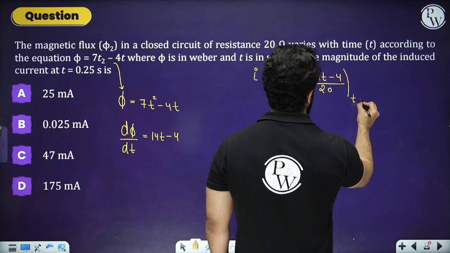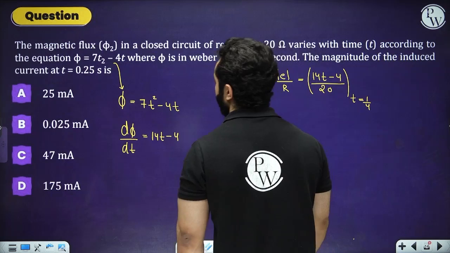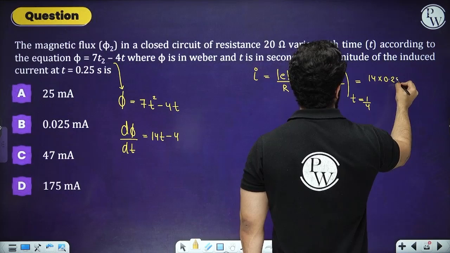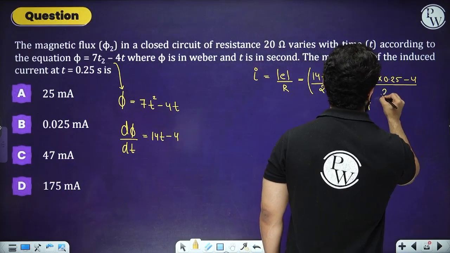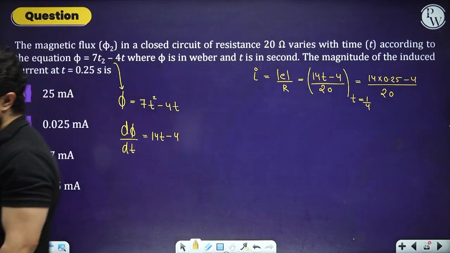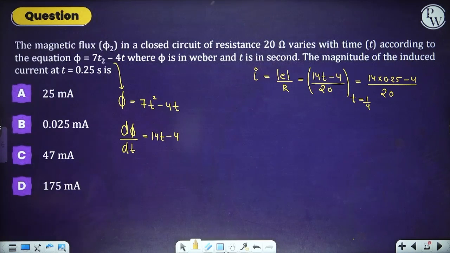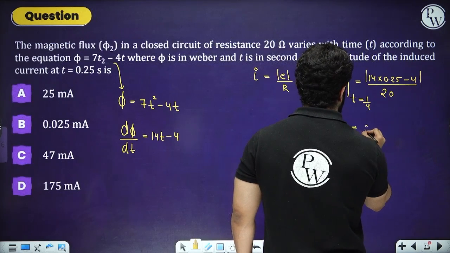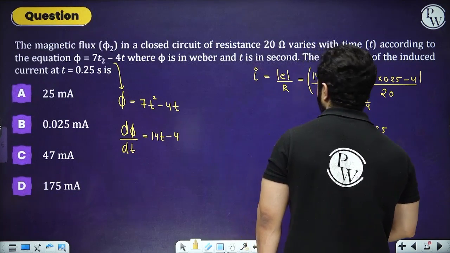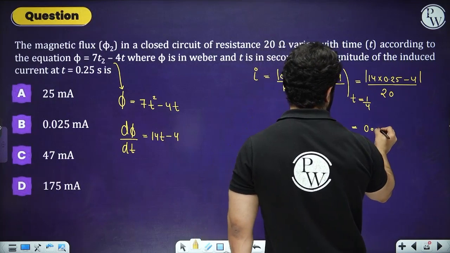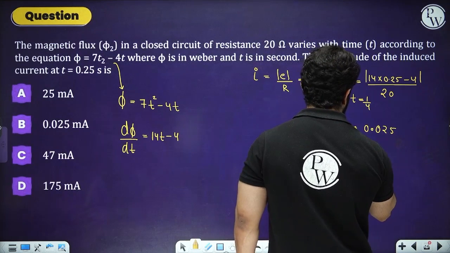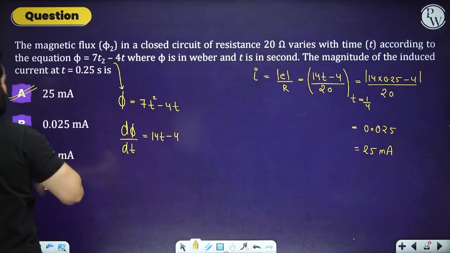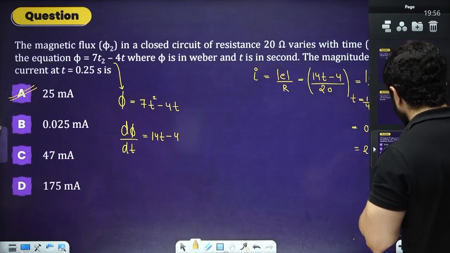And they are asking at t equals 1 by 4, that means 0.25. Now we'll have to check whether this equation is correct or not. So 0.25 minus 4 divided by 20. Let's check whether we are finding anything from the options. By the way, please take the magnitude only. So the correct answer is coming out to be 0.025, or 25 milliamperes. So option A is correct. Done. Hopefully everything is clear till this point.